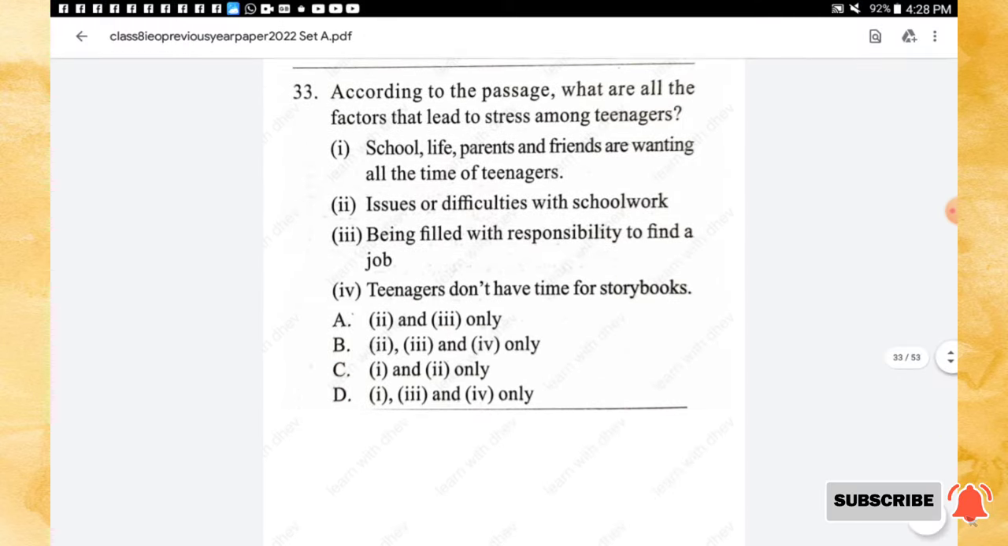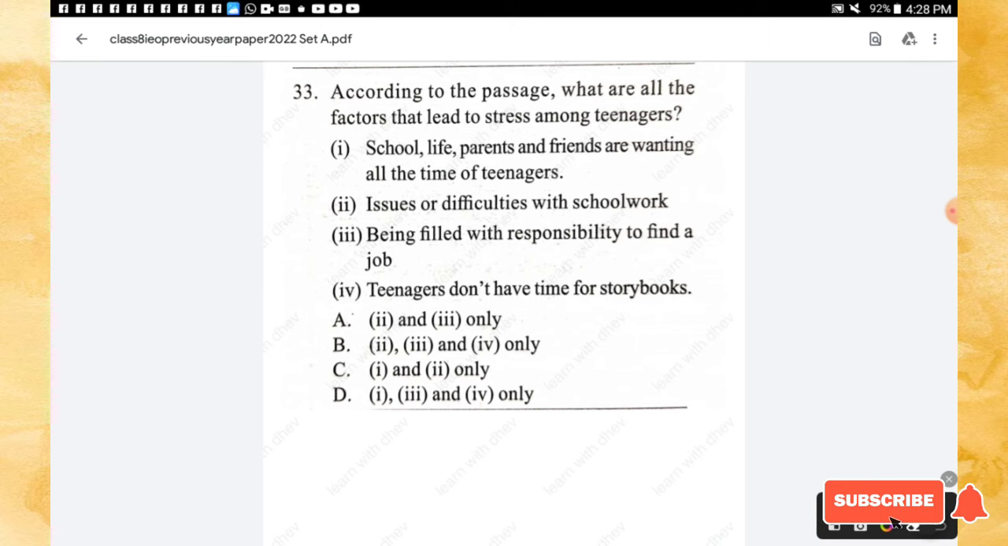Question number 33. According to the passage, what are all the factors that lead to stress among teenagers? School life, parents and friends are wanting all the time of teenagers. Issues of difficulties with schoolwork, being filled with responsibility to find a job. Teenagers don't have time for storybooks. So according to the passage, it's statements 1 and 2. So what would be the answer? It's option C, 1 and 2 only.